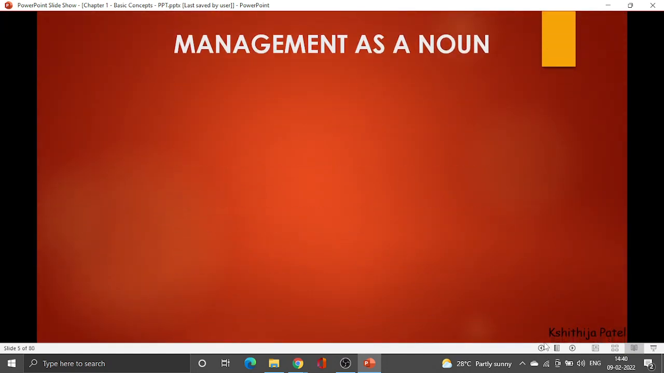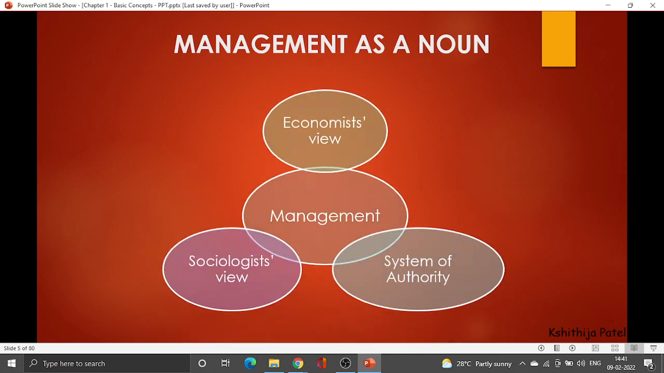Now, yes, we saw management's definition, but management can also be viewed as a noun. It can be viewed as a process. Management can also be seen as a group or team. It can be viewed as a discipline, or it can also be viewed as an activity. So there is a lot of scope in how one can see management, how one can understand what this management is all about. So let us now see what management means as its name tells, or management as a noun.